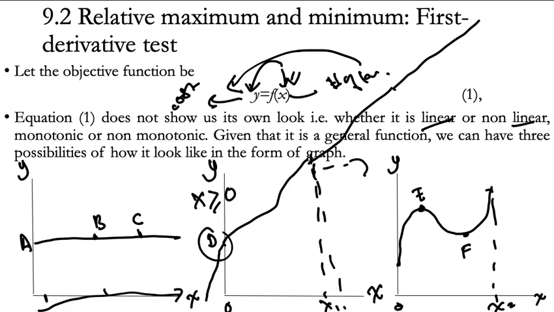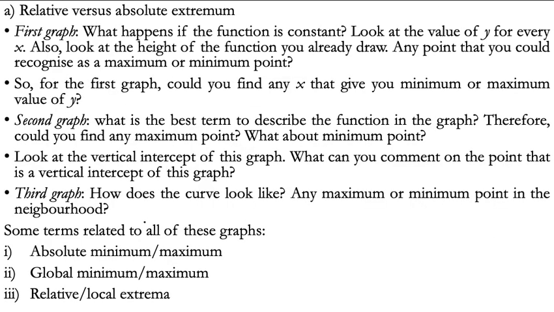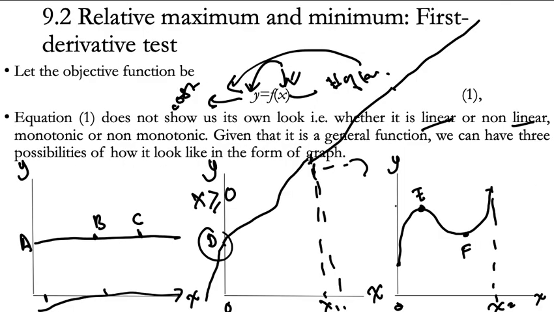Okay, so after looking at these three graphs, you can see that there are some terms related to all of them. Number one is absolute minimum or maximum. Number two is global minimum or maximum. Number three is relative or local extrema. So what we have seen in graph number 3 here, let's say F here is relative minimum, or local minimum, because it is within the certain specified domain given.